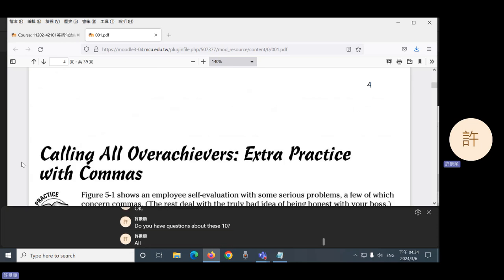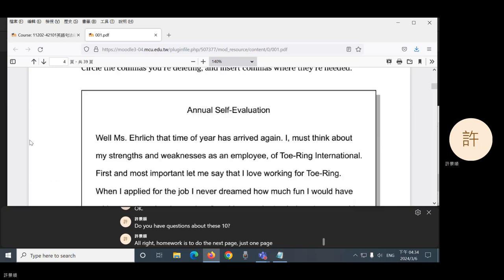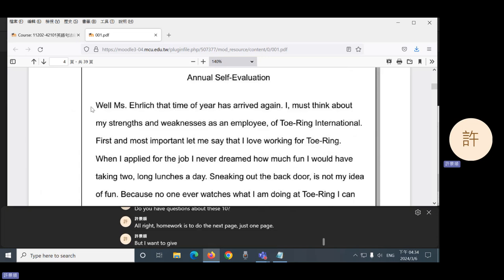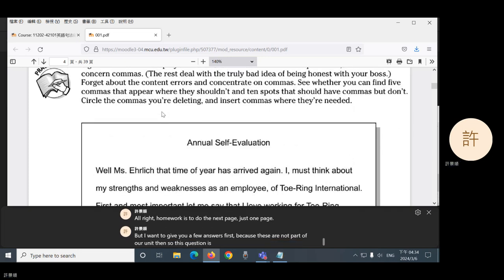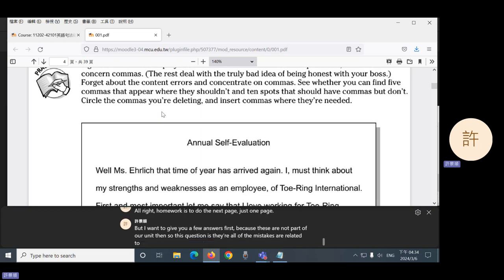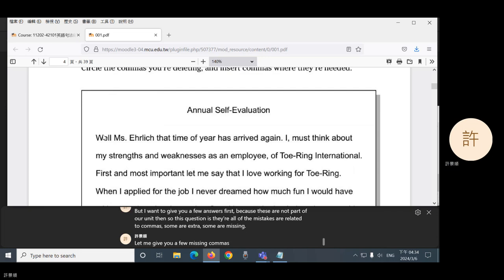All right, homework is to do the next page, just one page. But I want to give you a few answers first because these are not part of our unit. So this question is, all of the mistakes are related to commas. Some are extra, some are missing. Let me give you a few missing commas.